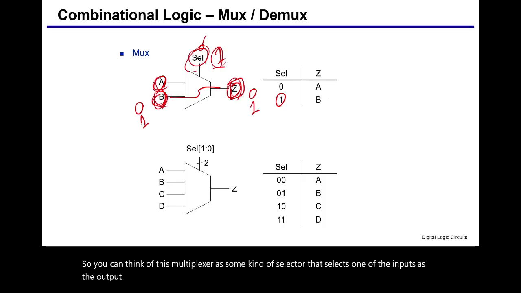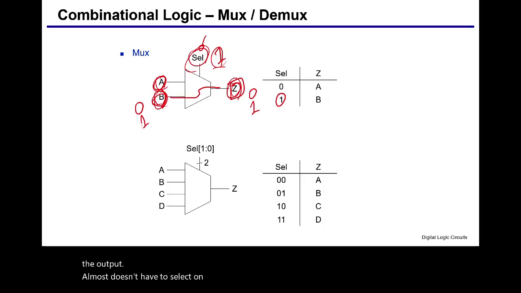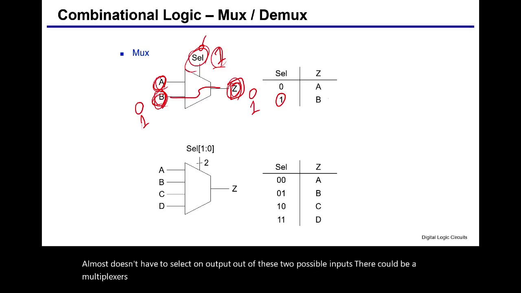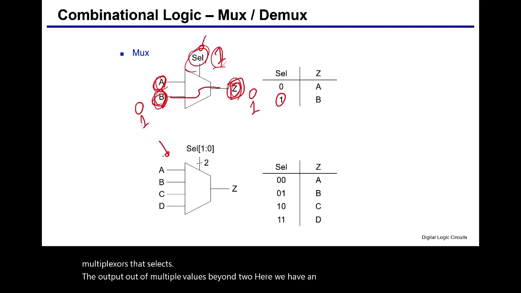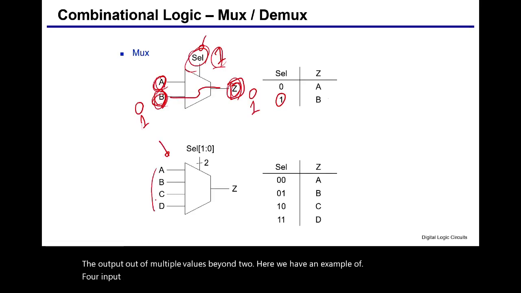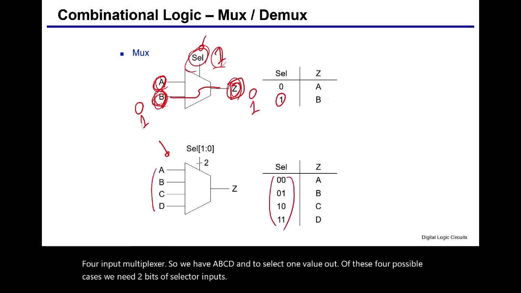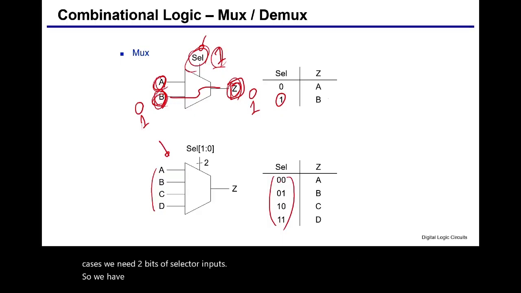A MUX doesn't have to select an output out of just two possible inputs. There could be a multiplexer that selects the output out of multiple values beyond 2. Here we have an example of a 4-input multiplexer. So we have A, B, C, D, and to select one value out of these 4 possible cases, we need 2 bits of selector inputs. So we have selector combinations 0,0, 0,1, 1,0, 1,1, and it selects one of the inputs as the output.